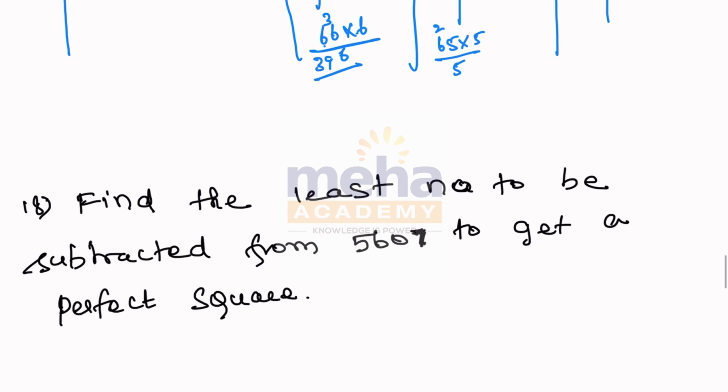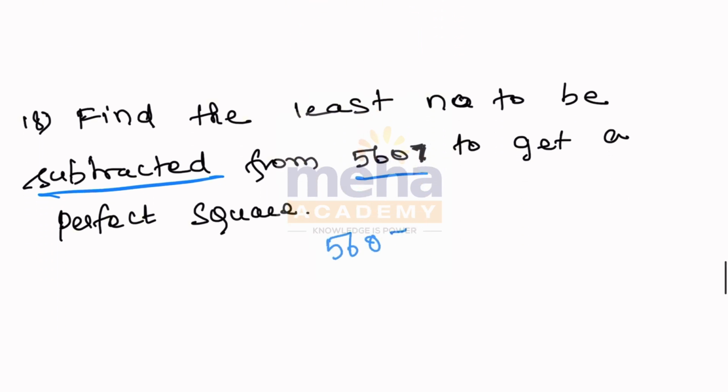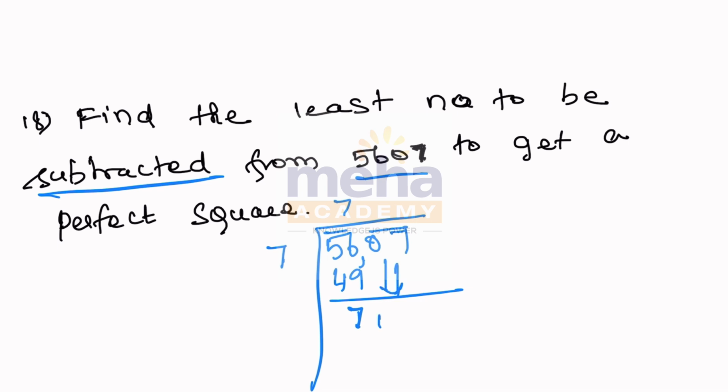Then, now here we have a question. Find the least number to be subtracted from a given number to get a perfect square. So for least number to be subtracted or added, we do the long division. So 5607, I do the long division. Always for least number to be subtracted or to be added, I do the long division. So I pair it up. Then I use the square table, 7 times 7 is 49. Remainder is 7. I bring the other 2 digits down, 07.